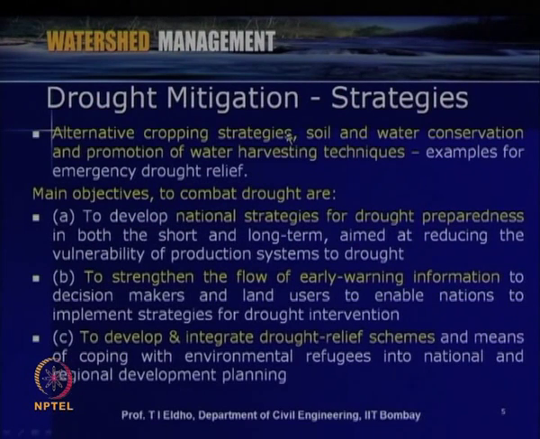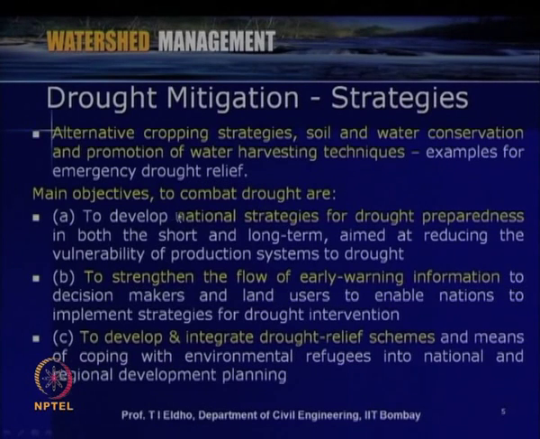Now let us look at what the important strategies for drought mitigation are. Let us look at various issues related to drought mitigation strategies. There can be alternative cropping strategies: if a particular area is always vulnerable to drought, then instead of high water intensive crops, we can go for low water intensive crops. We can also go for soil conservation so that sufficient moisture is maintained in the soil, water conservation and reduction of water usage, and promotion of water harvesting techniques.